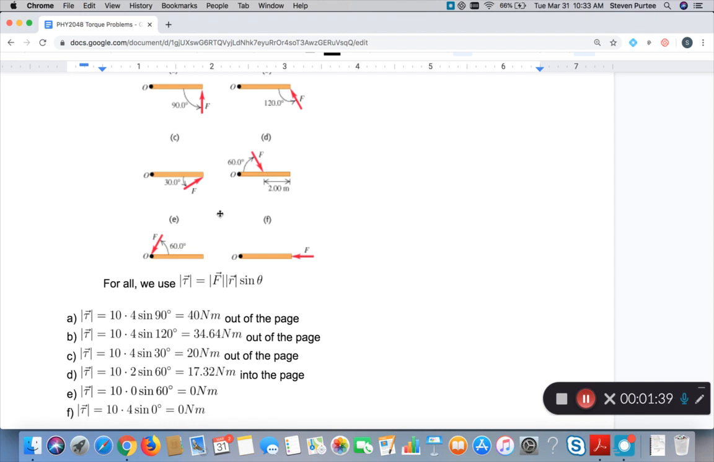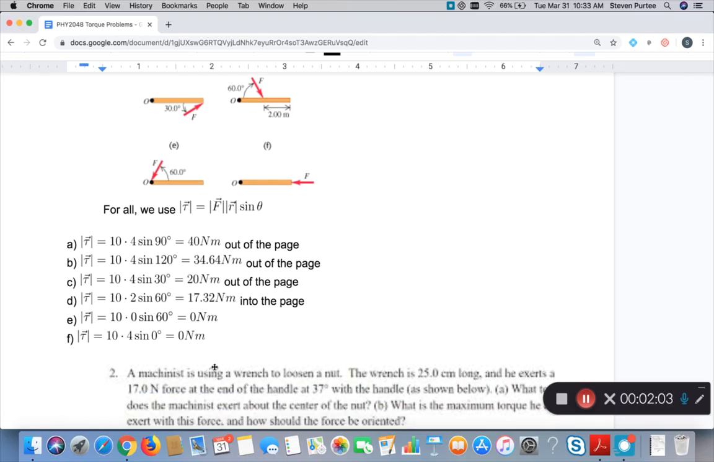In D, now we're trying to make it rotate clockwise. We'll get a negative torque, which will be into the page. Your thumb would have to point away from you for your fingers to curl this direction. So our torque will be force times distance. Our distance is now 2 times sine of 60. We get a much smaller torque.